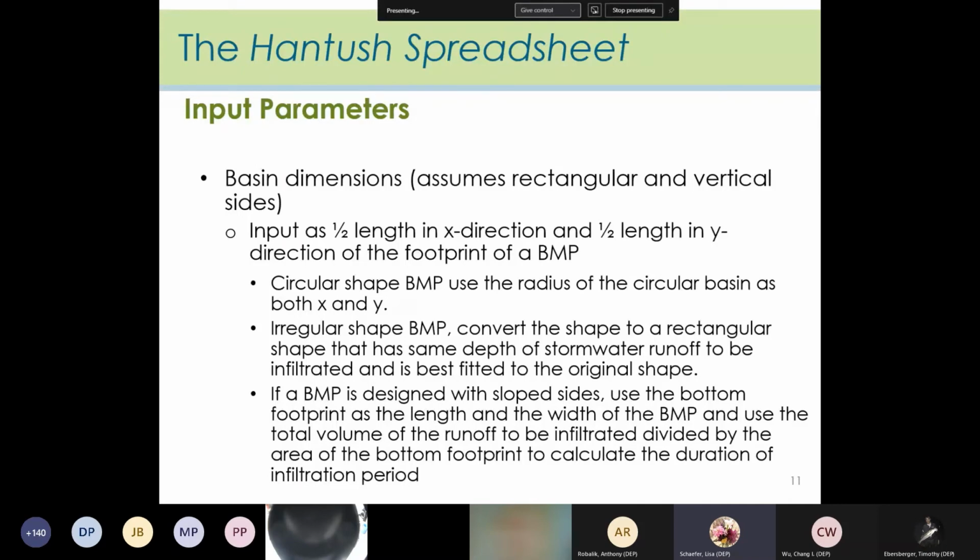I know it sounds a little weird, but we do have some examples. I won't be covering all of them today. If a BMP is designed with slope sides, you're basically going to use the bottom footprint as the length and the width of the BMP and use the total volume of the runoff to be infiltrated divided by the area of the bottom footprint to calculate your duration of infiltration period. And I'll get to that in just a moment.